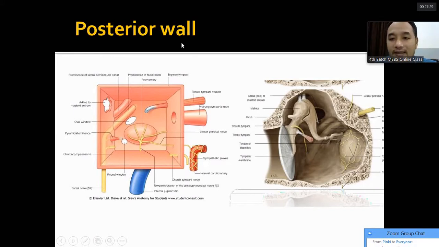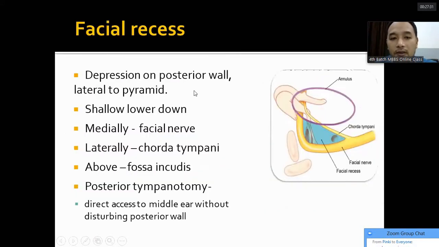Now the facial recess in the posterior wall is nothing but a depression on the posterior wall, lateral to the pyramidal eminence. Medial boundary is the facial nerve, lateral is the chorda tympani, and superiorly there is the fossa incudis. This is the fossa incudis. Laterally chorda tympani, medially is the facial nerve. This area is called the facial recess.